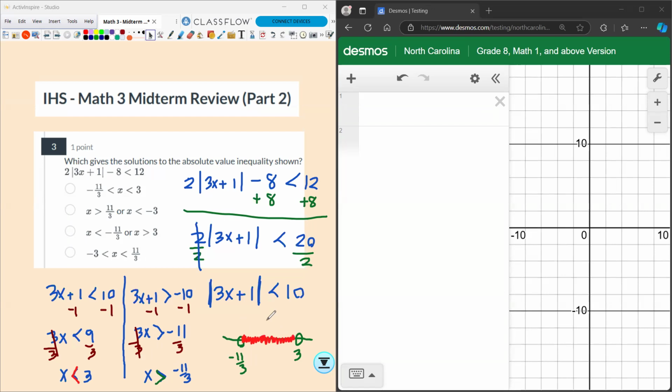So when we write our answer, we put the x in the middle, our smaller number to the left, followed by a less than, and then x less than our larger number. So you can see what that answer should look like.